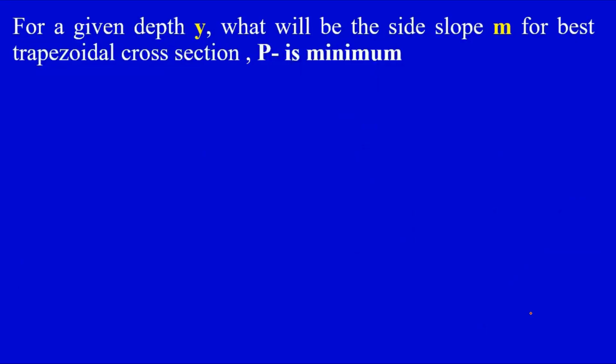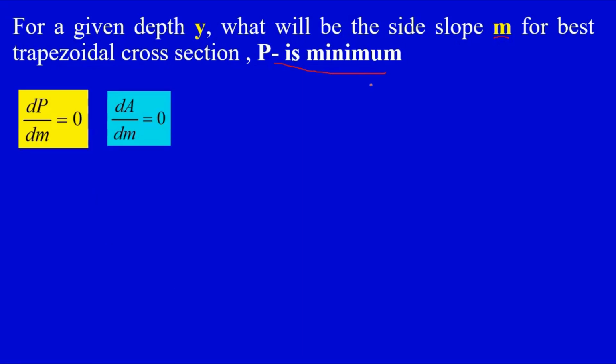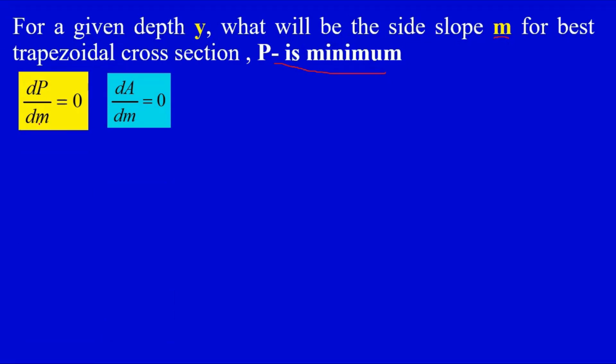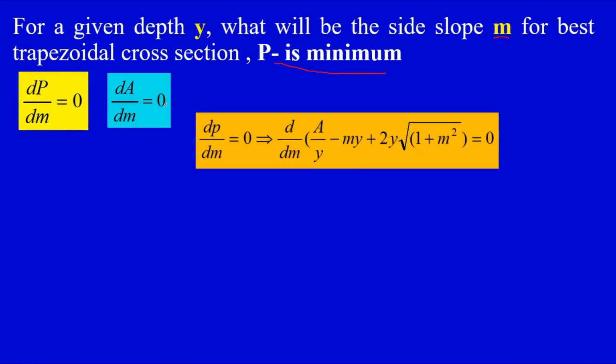Okay, for a given depth y, what will be the side slope m? The side slope m for the best trapezoidal cross-sectional area, P is minimum. Then if m is not given, then you have dP by dm equal to 0, dA by dm equal to 0 to get maximum discharge and minimum wetted perimeter.